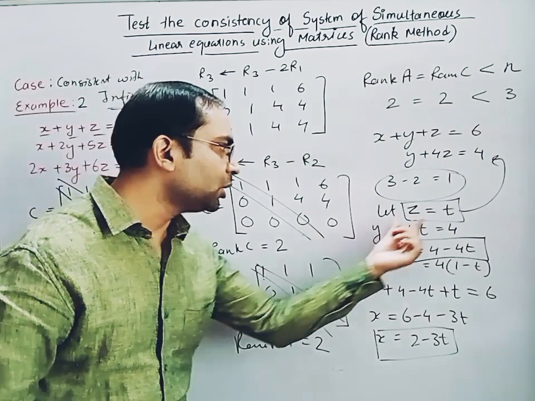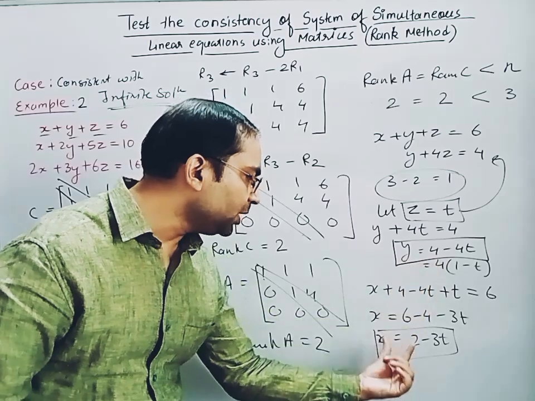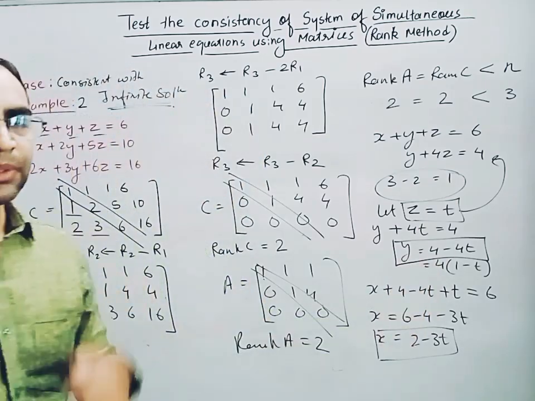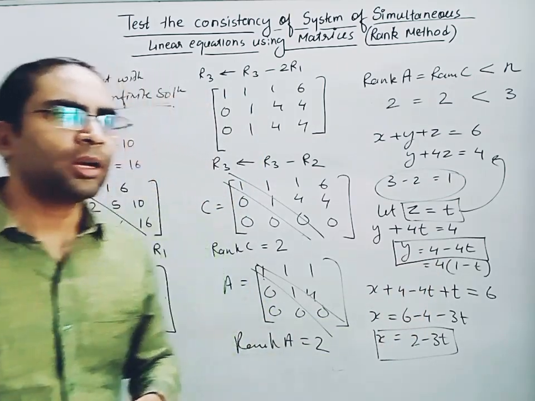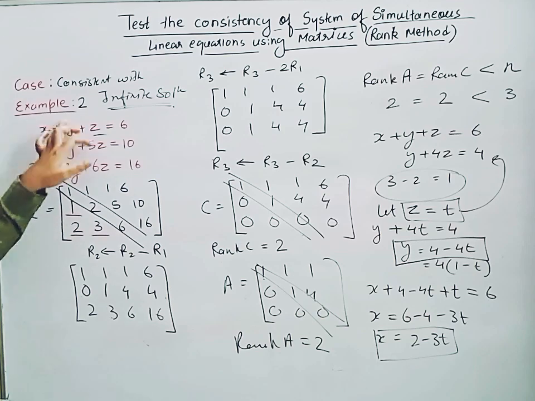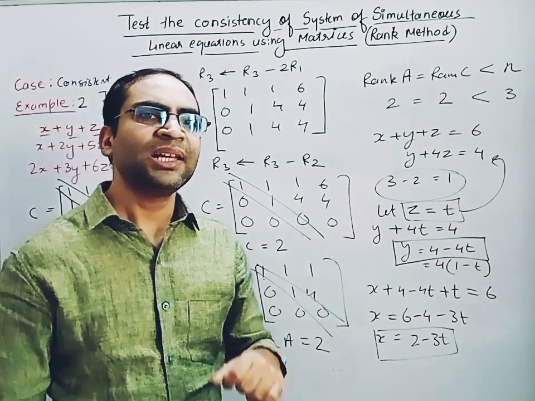Now, what is the infinite solution? z is t, y is 4 minus 4t, and x is 2 minus 3t. So, this is case number 2. In the next lecture, we will talk about case number 3, where the system is inconsistent and has no solutions.